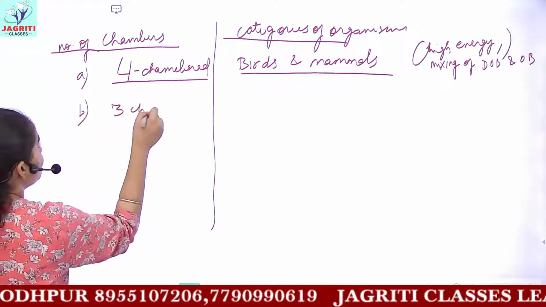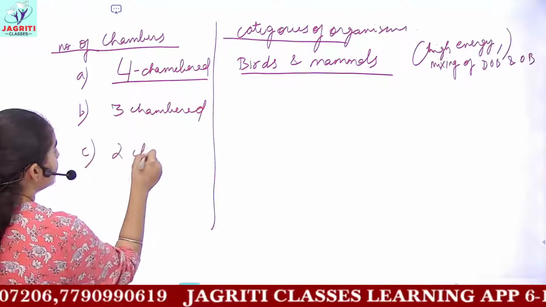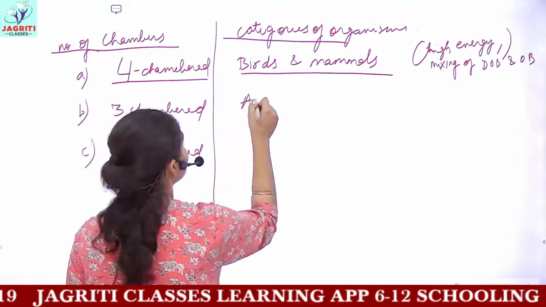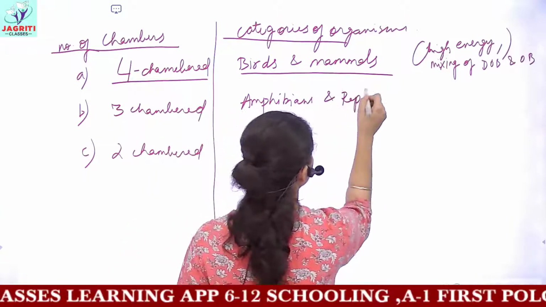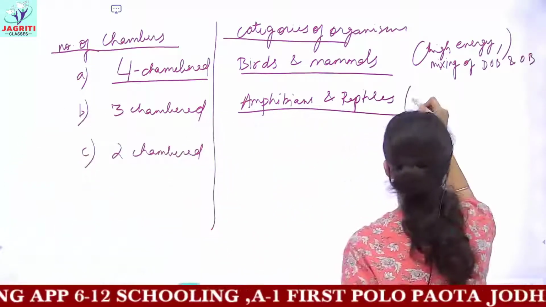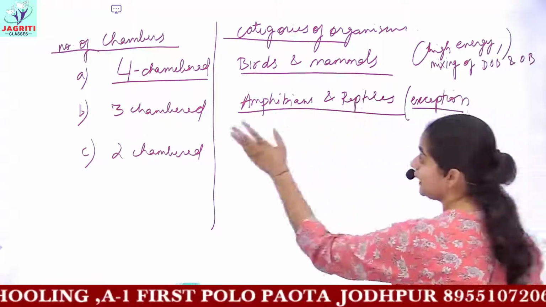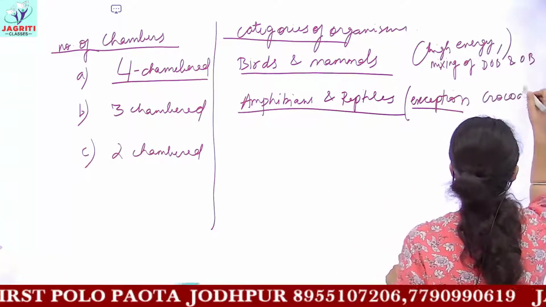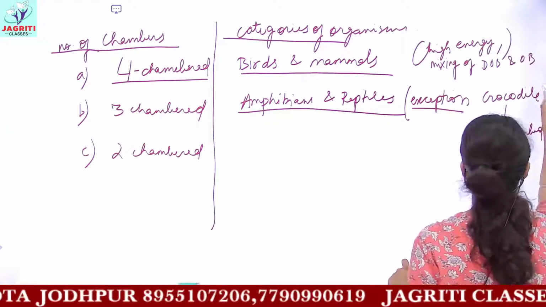Presence of three-chambered heart and two-chambered heart. So the three-chambered heart is present in amphibians and reptiles. And one exception in reptiles is the crocodile. The crocodile is an exception because it is a reptile but it does not have a three-chambered heart. In fact, the crocodile possesses a four-chambered heart.